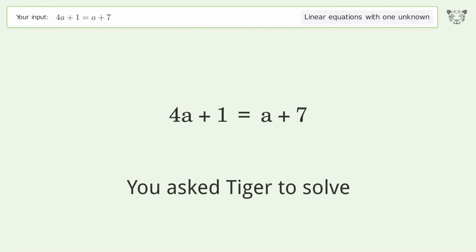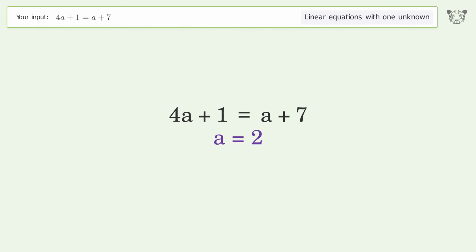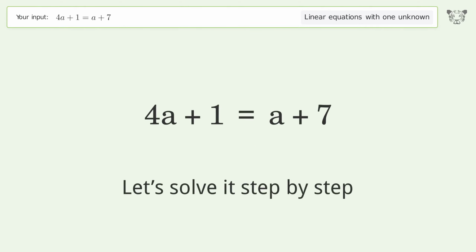You ask Tiger to solve. This deals with linear equations with one unknown. The final result is a equals 2. Let's solve it step by step.